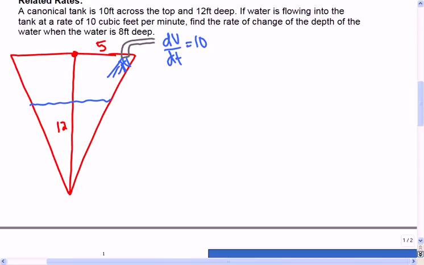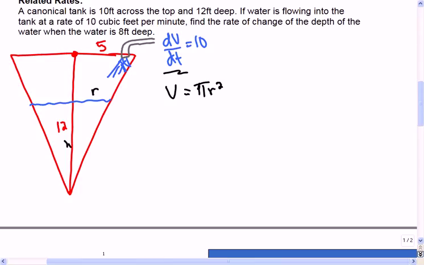And we have to ask ourselves here, okay, when we look at this, we've got a few things in this problem. We've got a volume, because we're talking about the water increasing. We also have this radius and this height that we have to figure out how they're related. So it's nice that there's a formula for this.